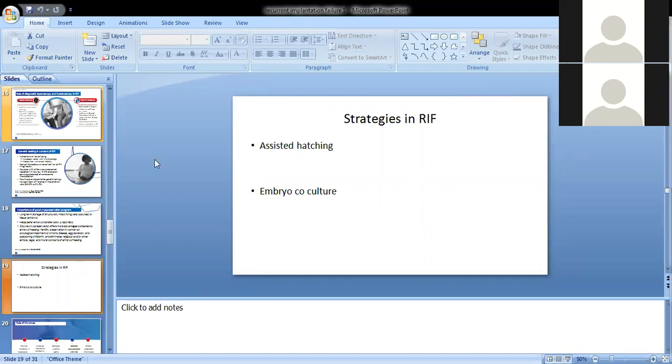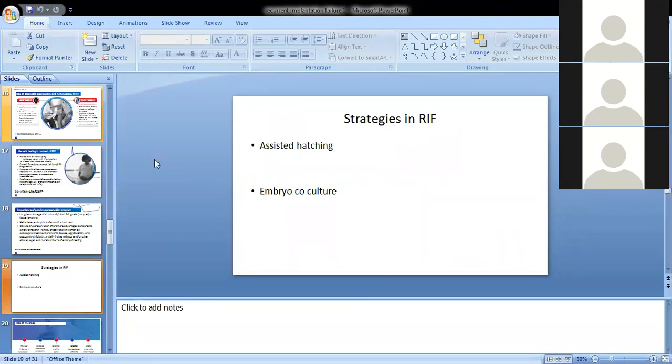Now there has not been much of randomized controlled trials or big studies to compare these 3 techniques and say which technique is better for assisted hatching. But definitely laser has been the preferable technique. So in a selected group of patients, this assisted hatching can be helpful in improving implantation. Another technique that can be used in the lab is embryo co-culture.